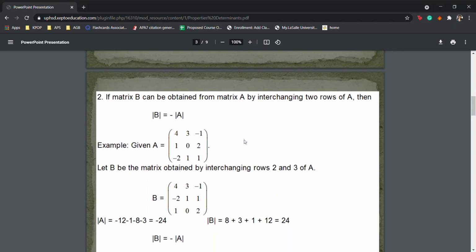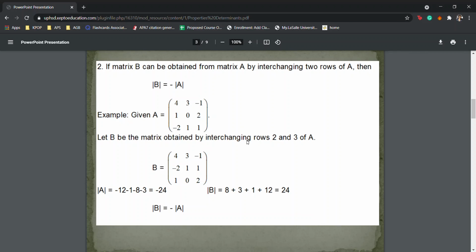Next, if a matrix B can be obtained from matrix A by interchanging two rows of A, then the determinant of that matrix B will be the negative of the determinant of A. Actually, this is also true when you interchange two columns of A. The determinant of the resulting matrix will be the negative of the determinant of the original matrix.